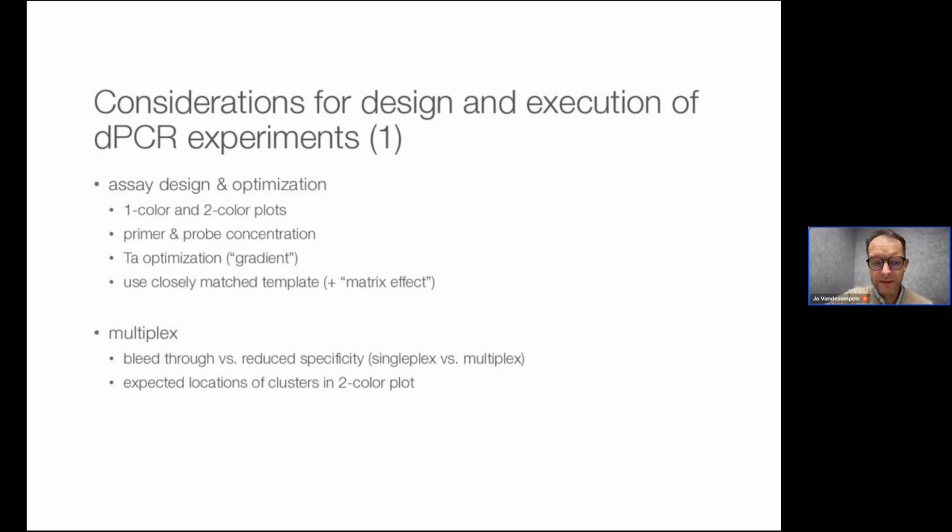But also when it comes to multiplexing, how you can discriminate artifacts like bleed through, in which one fluorescent signal is also apparent at a lower level in the other fluorescent detection channel, versus reduced specificity, whether you have probes, for instance, wild type versus mutant, that may not be 100% specific. We come with recommendations on how you can discriminate between these two. And if you do digital PCR and you inspect 2-color plots, how you can be sure that the partitions are at the expected locations.